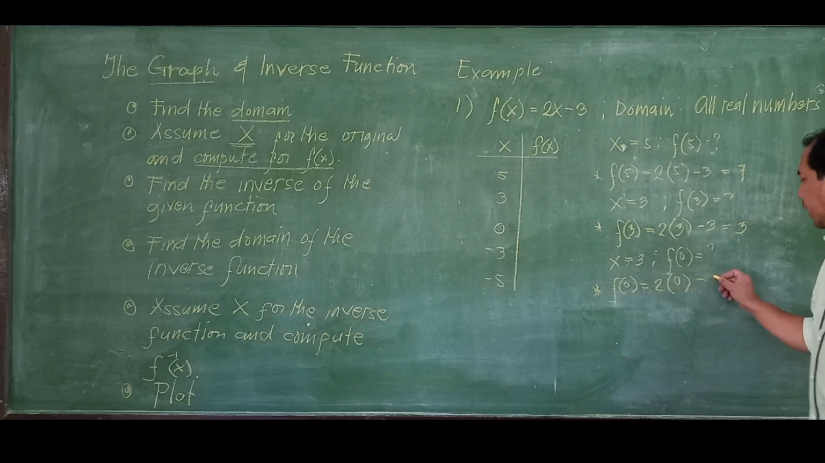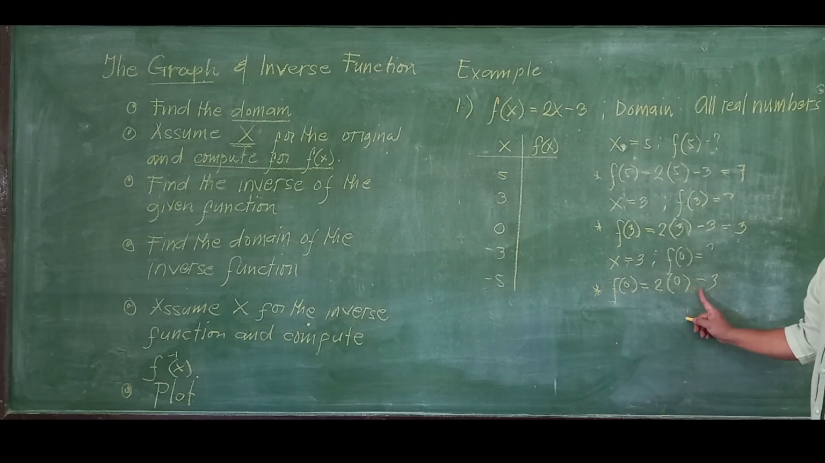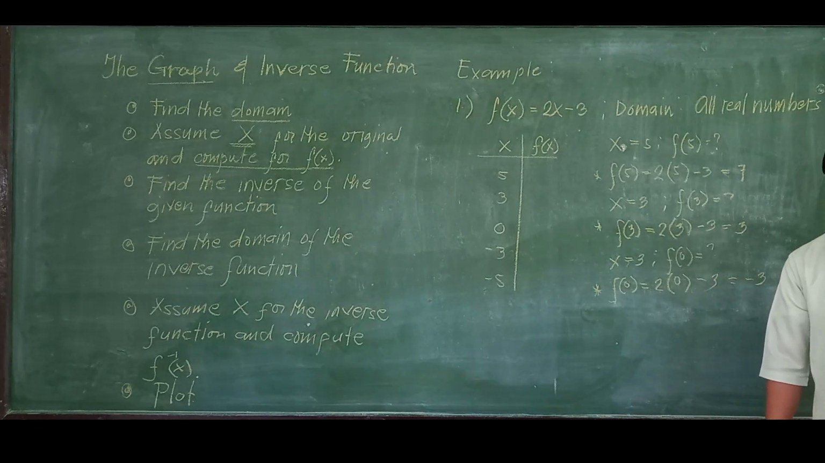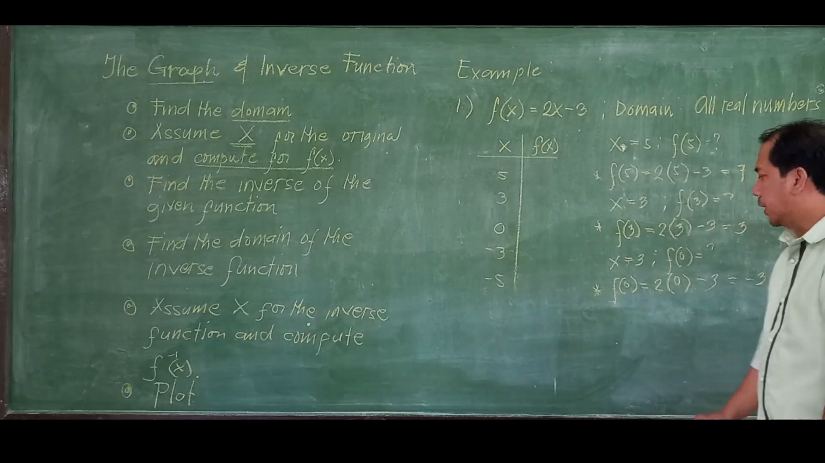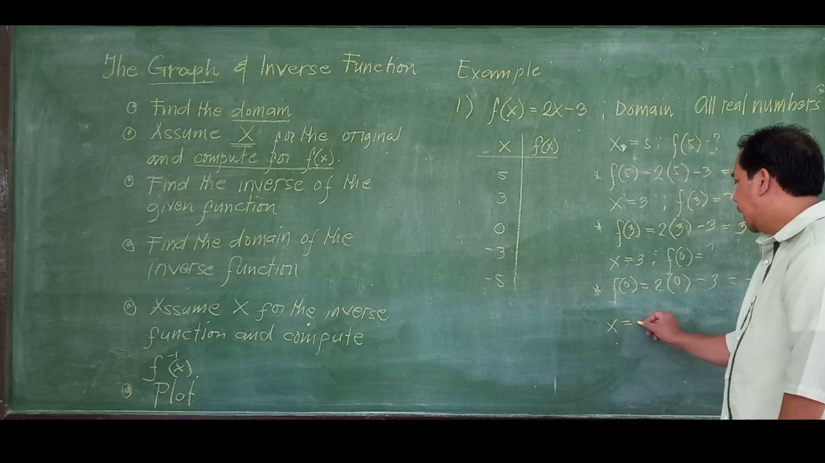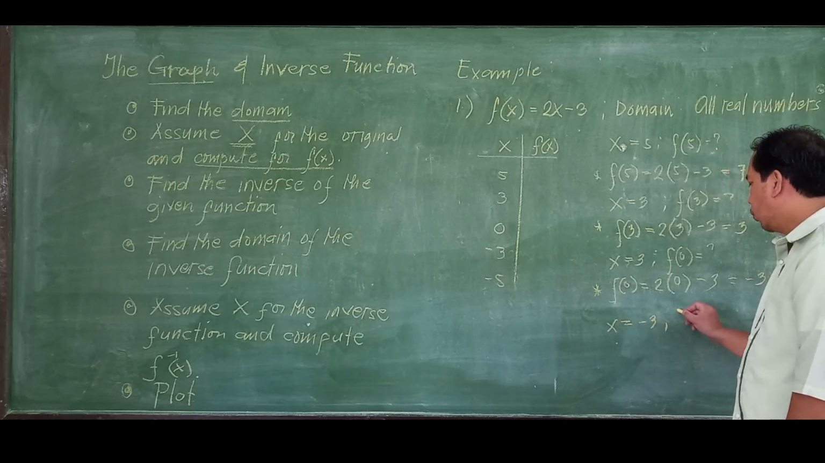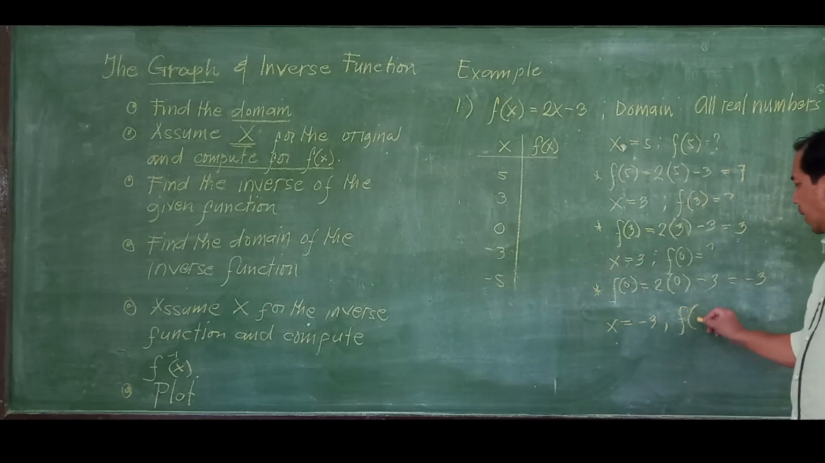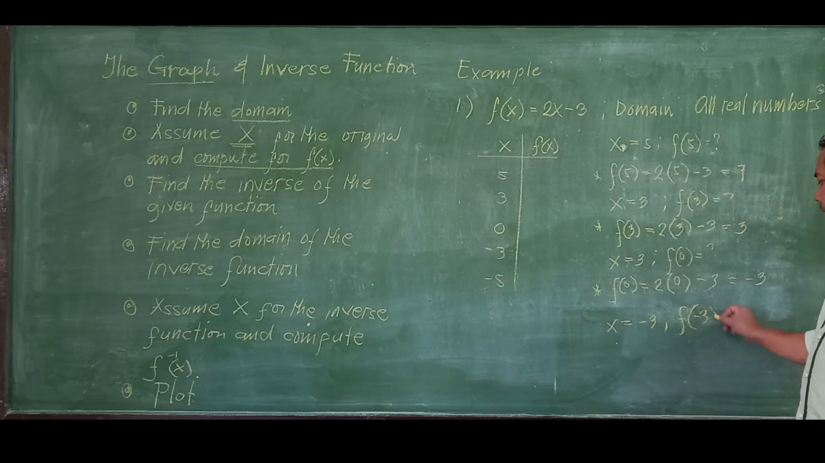And that is minus 3. That is 0 multiplied by 2. 0 minus 3 will give you negative 3. Are you following? Next, we have the negative 3. Now, having the negative 3, your x is negative 3. Now what would be the result of f of negative 3?